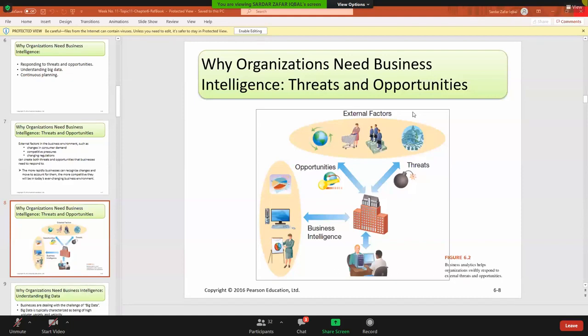So you can see right in the middle, you have the organization, and on the top you have external factors. Threats and opportunities can be there because of many factors. And if you have business intelligence in your organization, people are sitting there all the time collecting and analyzing the data, and your managers can analyze the data through visualization, charts. This is really helpful for taking decisions and taking your business to the next level.